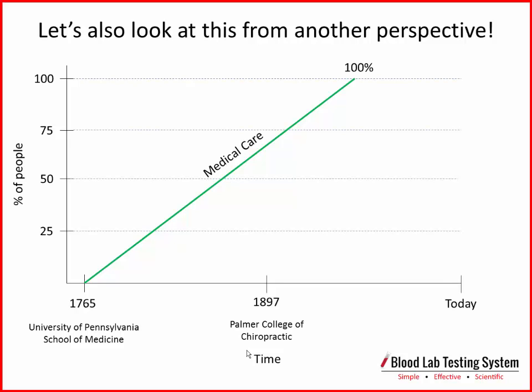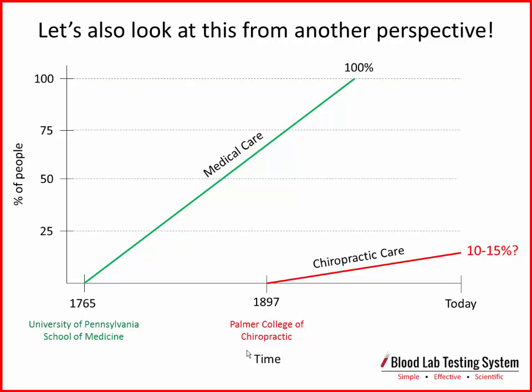Now let's take a look at chiropractic care. Palmer College of Chiropractic was started in 1897. Think about it: what percentage of people in the United States engage in some form of chiropractic care or treatment over the course of their lifetime? Different references state different percentages, but looking at multiple references, it tends to average around the 10 to 15% range. I did a little bit of research on this. Some were saying as low as 8%, some a little bit higher, but it's in the ballpark of 10 to 15%.